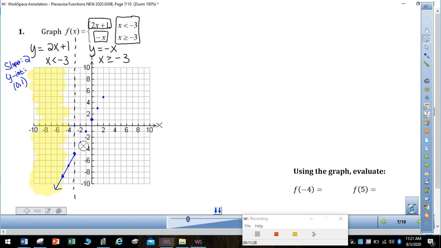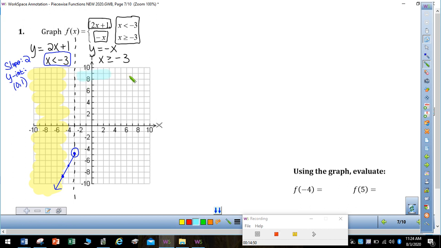I'm actually going to take my eraser now, and I'm going to erase the other points. We don't need them anymore. We only needed them to help us figure out where this little piece would be. Now the final thing we're going to look at here is the fact that this is x values less than negative 3, not including negative 3. So that means that right here on the boundary line, we're going to have a big open circle. So there's that first piece.